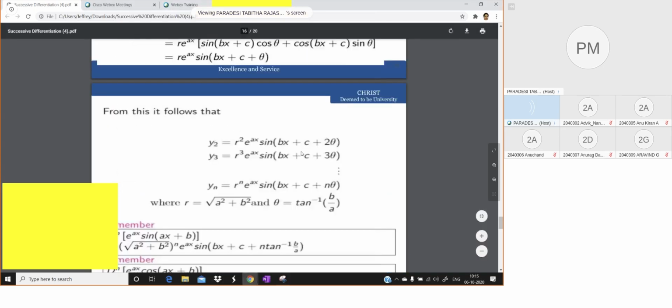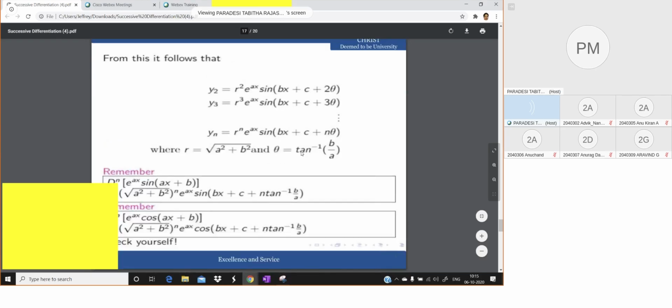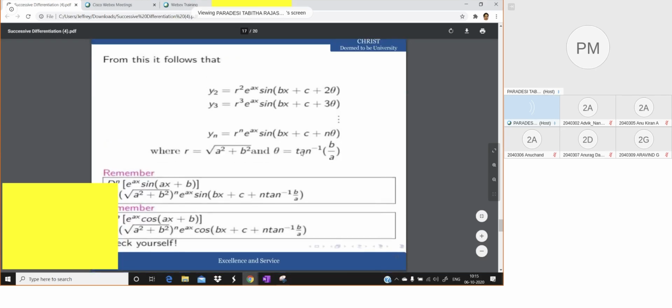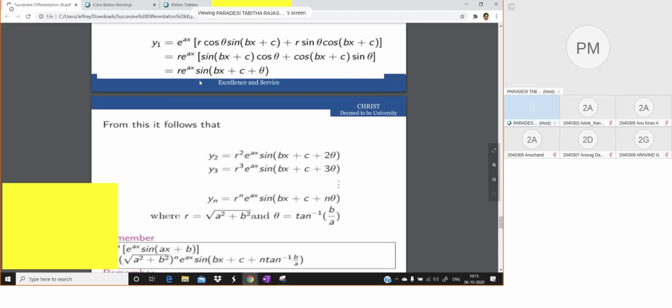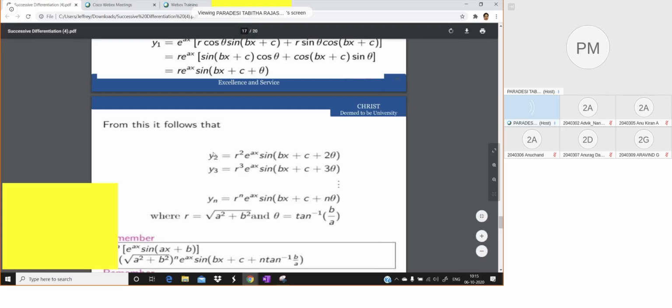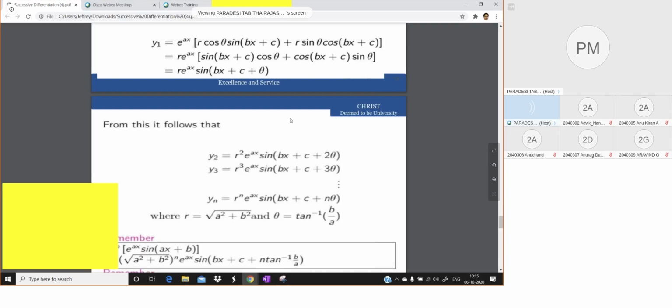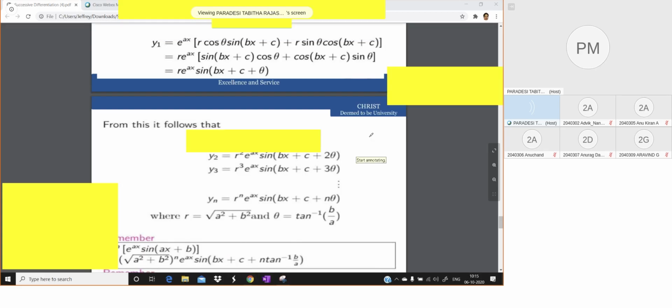Now look at this one. Y1 last stage is r e power ax sine bx plus c plus theta. If that is our y1, would y2 be r, one more r would come ahead, e power ax will remain as it is, sine bx plus c, and in place of theta, do we get a 2 theta for the second derivative? Quickly compare the first derivative with the second derivative and check whether it's right. Would this be the second derivative if this were the first derivative?